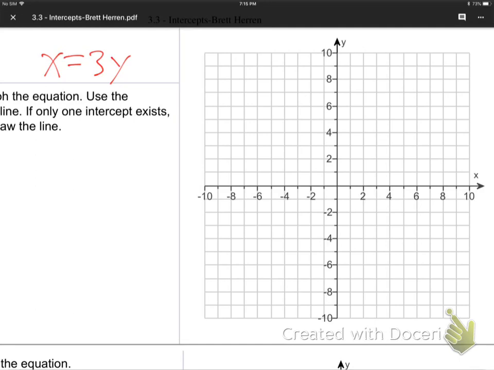All right, so x equals 3y. So now, this one's going to be different than the other ones we're doing, right?